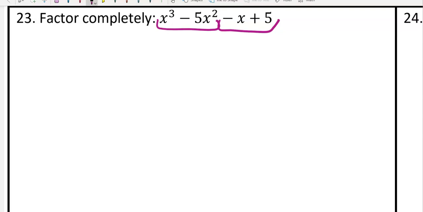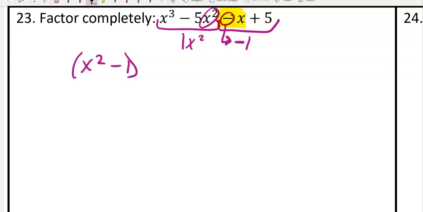x cubed minus 5x squared. Well, 1 and 5 had nothing in common, so we'll take out a 1. Our lower exponent is 2, so we'll take out that x to the 2. Now for the second set, it's negative, so we need to factor out a negative. So again, we only factor out a negative if our first term in the second set is negative. In this case, we have a negative x, so we take out that negative sign. From x and 5, we don't have anything in common, so we take out a 1. So our first set of parentheses will be x squared minus 1.